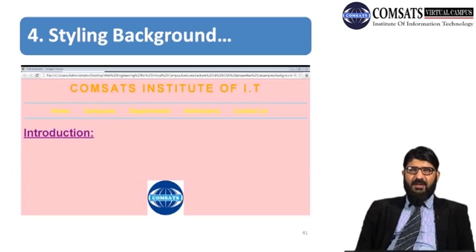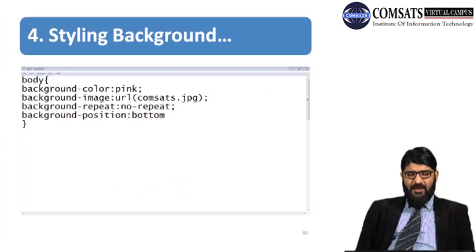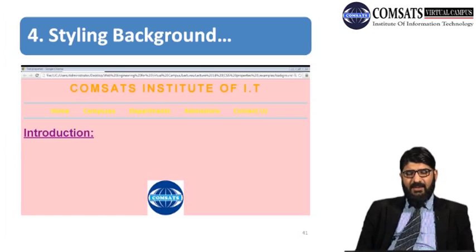Now see what is the output of that. See, your background appears at the bottom with Comset's image, and the background color is pink, as mentioned. And what is over here? Home, campus, department, admission, contact us. These are basically link statuses.